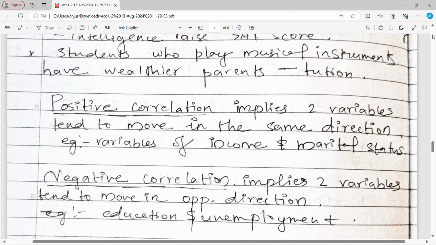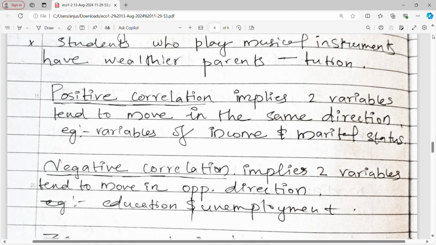Then negative correlation implies two variables tend to move in opposite directions. If you are highly educated, then there is less chance of unemployment. If you are unemployed, there is less chance of you getting a seat for post graduation, as you cannot afford the tuition fee.